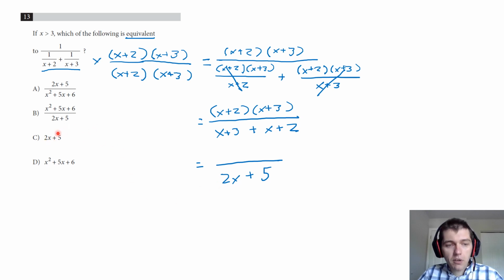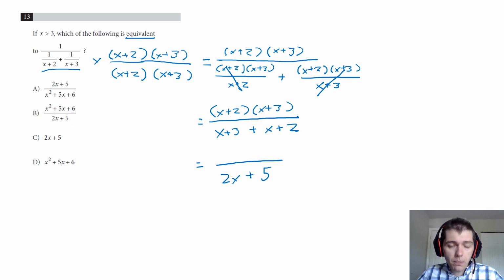And we have to pick from the options. C and D are not going to work because they don't have a denominator. A has a denominator with an x squared term, and we do not have an x squared term. B, the denominator matches. And at this point, you can go ahead and conclude that B is your answer.